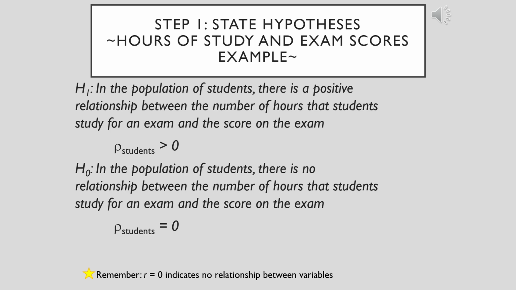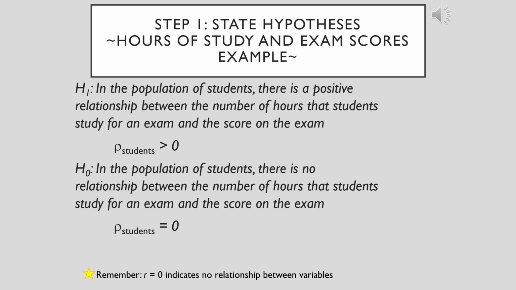There might be one or two or a small handful of students that study a lot and still don't do well, but on the whole, we should see a trend, a linear trend, such that more studying tends to result in higher exam scores. So in the language of math, our alternative hypothesis says the correlation coefficient rho should be greater than 0.